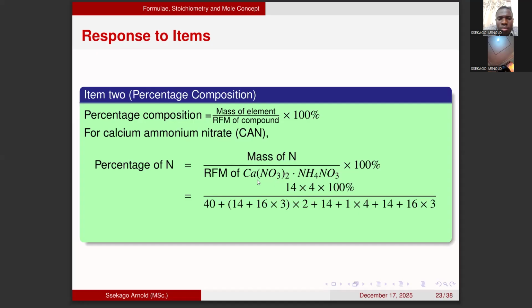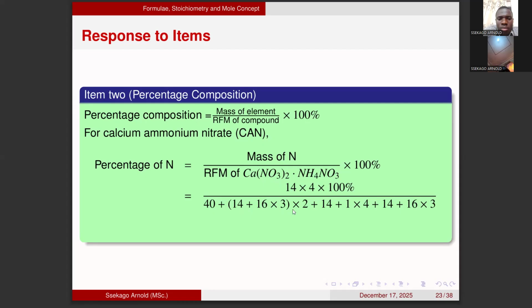Then for the denominator, Ca, calcium, from the information given in the bracket, Ca is 40, then plus, I open bracket since there was a bracket here. Within the formula, capital N is 14, then plus capital O, each capital O is 16, and there are 3 of them, so that is times 3.